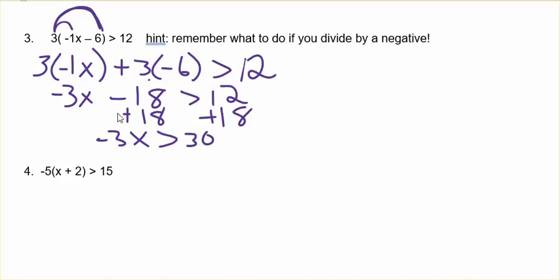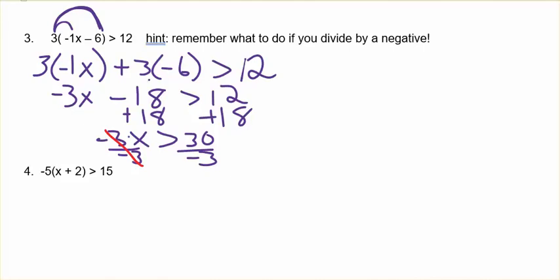So now we're ready for the last step, which is to undo what is being multiplied or divided to the variable x, and it's being multiplied by -3. So I would undo that by dividing by -3. And when I divide -3 by -3, that cancels.